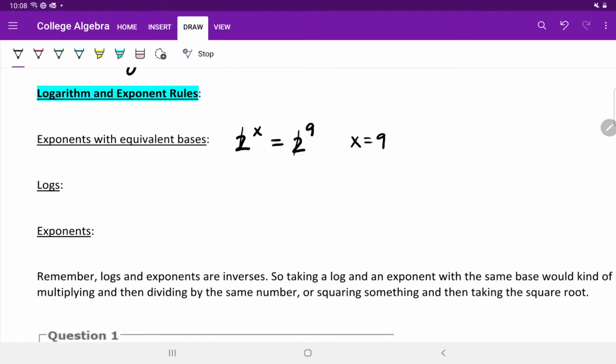So if you have two different exponents, but they have equivalent bases and they're set equal to each other, you can essentially just cancel out your bases. And this is a trick we'll use to speed up some of our problems.